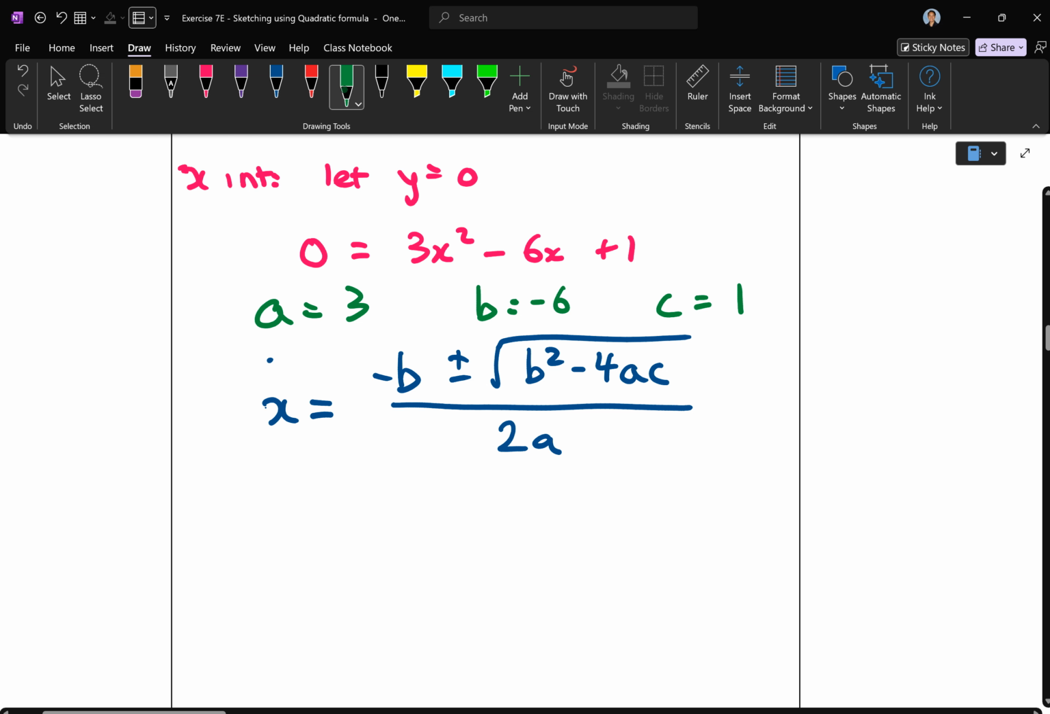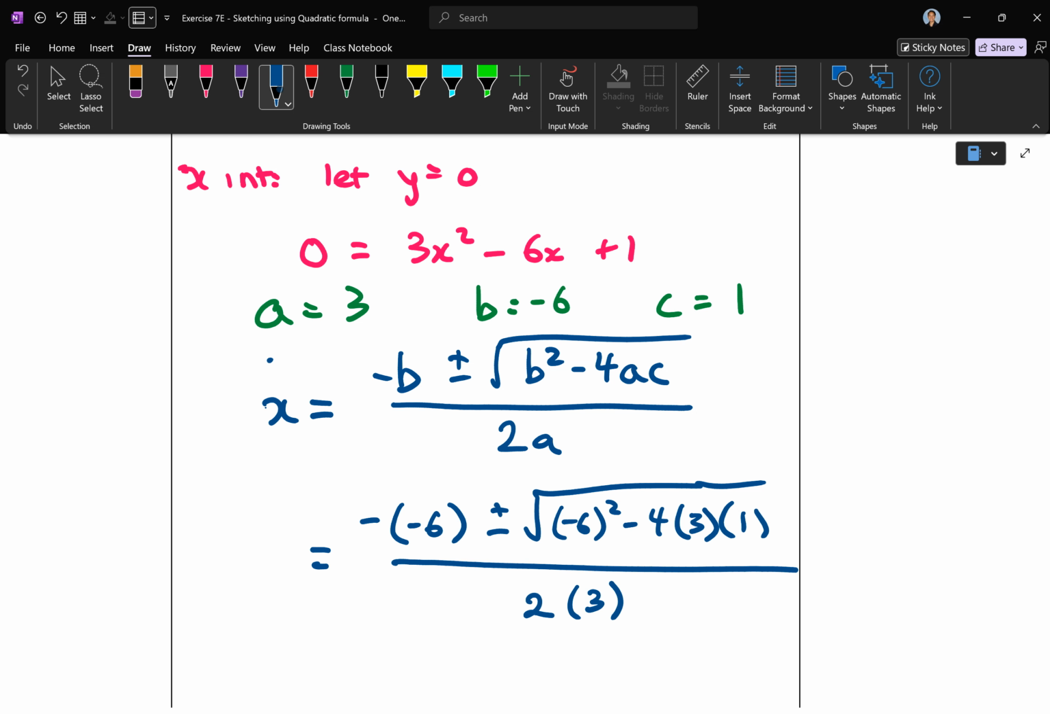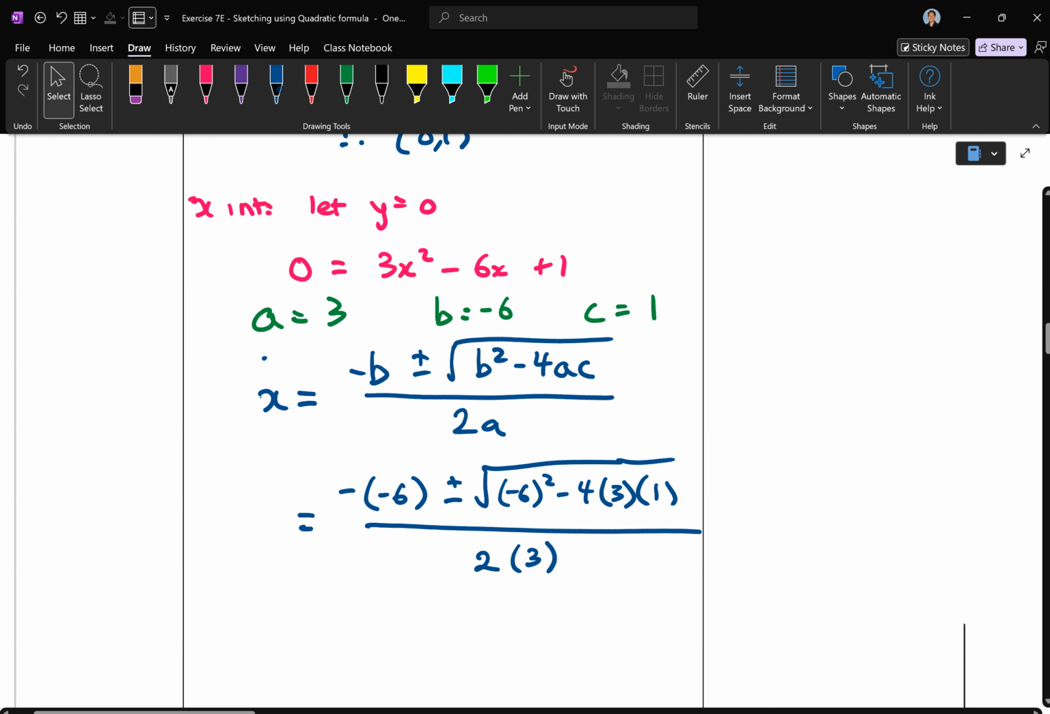So if you want to know your x-intercepts, here we go. Your x-intercepts are at, and let's solve it. Negative of b, which is negative of negative 6, plus minus square root of b squared, so negative 6 squared, minus 4 times a, which is 3, times c, which is 1, all over 2 times 3. Notice I'm using brackets to just separate them all out. I just substitute them in. Type this on your calculator. If you have a scientific, you obviously can't use a graphics calculator because then you can all cheat. But we type it in together.